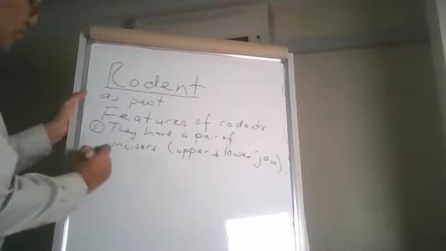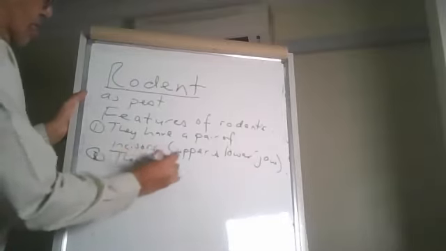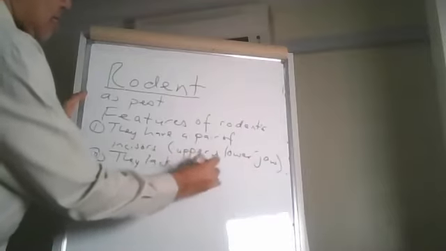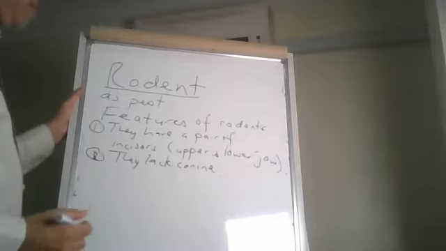Okay. Number two, they lack canines. Dia tak ada gigi taring. They don't have canines. Like we do have canines. We have incisors, four on the upper jaw and four on the lower jaw, and then guarded on both sides by canines. So we have two on the upper jaw, two on the lower jaw, gigi taring. But rodents, they don't have.